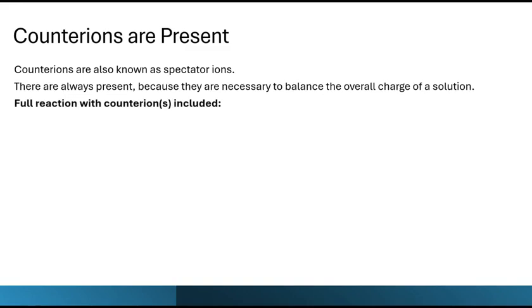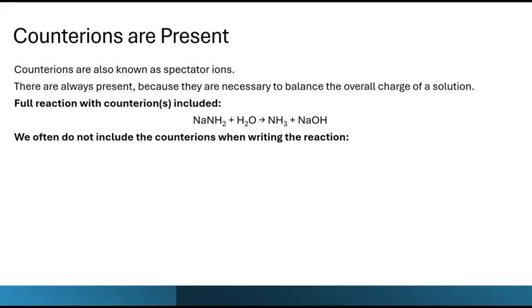Full reactions with counter ions included. Notice here we have sodium amide in water, making ammonia and sodium hydroxide. If we do not include the counter ions, or we remove the spectator ions, we end up with the reactants and the products that will come into play for the reaction. Just don't forget, it's not just a negative species making a negative species. We also have the sodium ion as a spectator ion that is balancing, or countering, that charge.